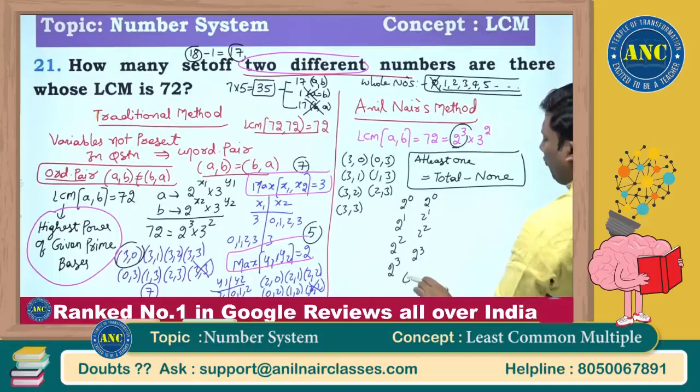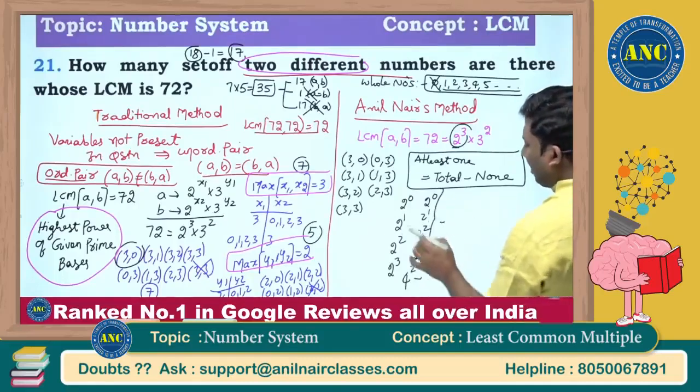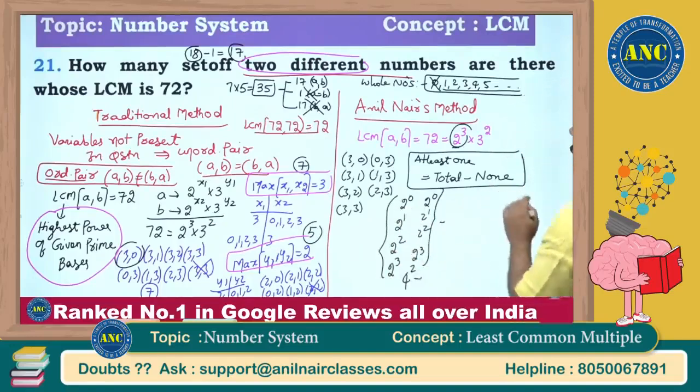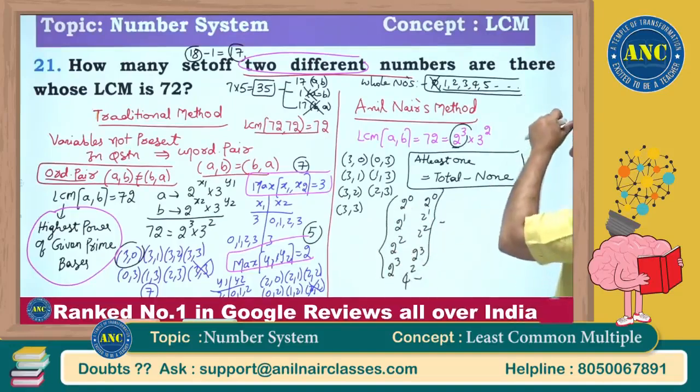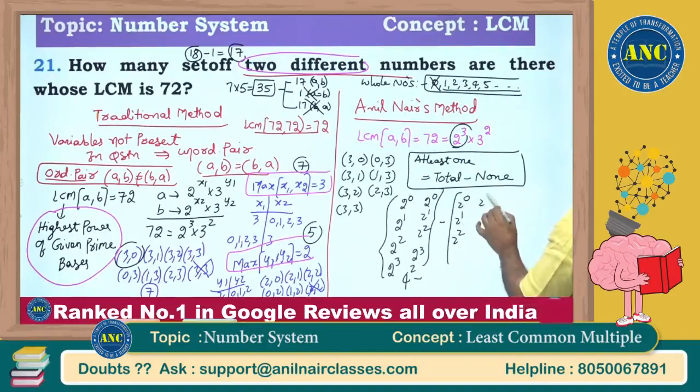4 into 4, 4 square cases. It is total minus, listen carefully, sir, minus none. None means don't take 2 power 3. If I don't take 2 power 3, A can take 2 power 0, 2 power 1, 2 power 2. Similarly, B can take 2 power 0, 2 power 1, 2 power 2.